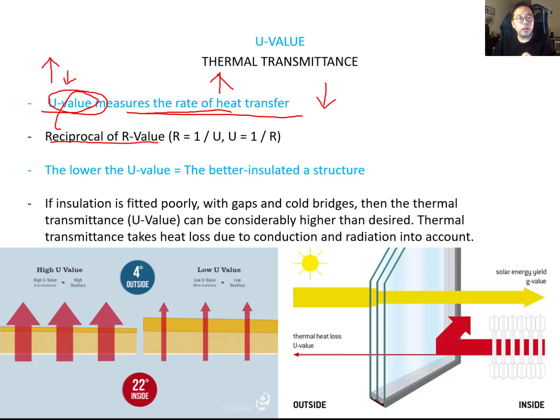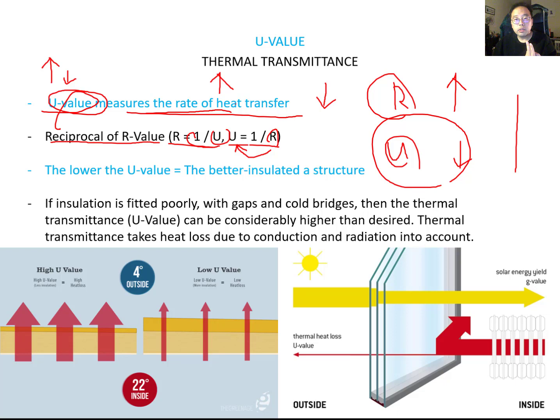R value is 1 divided by U, and U value is 1 divided by R. So the R value and U value are reciprocal values. From this, you remember that a higher R value is more resistance, so higher R value means better performance, but for U value, a lower U value has the better performance. You have to understand this relationship.